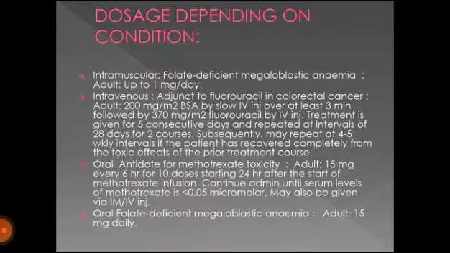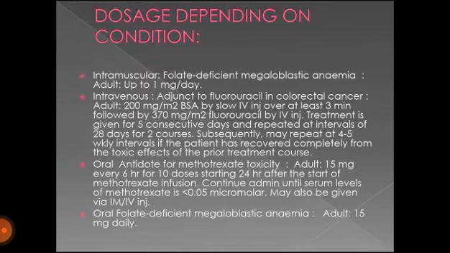Dose depends upon the condition, meaning that depending upon the disease, we are going to decide the dose. We are going to give folinic acid intramuscularly if a person is suffering from folic acid deficient megaloblastic anemia, and the dose is up to 1 milligram per day.